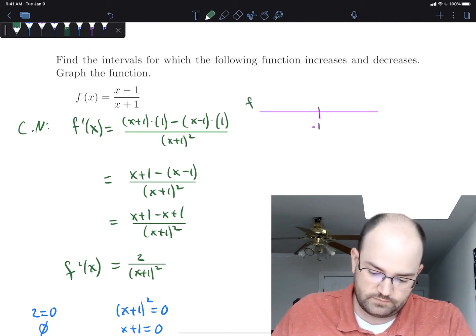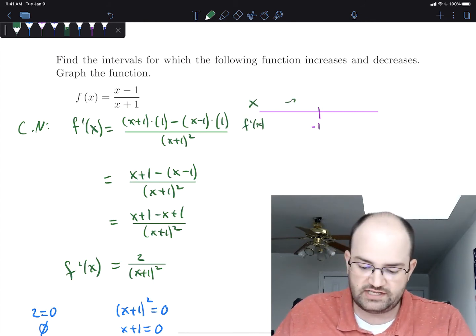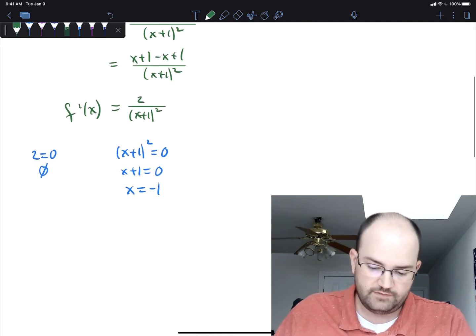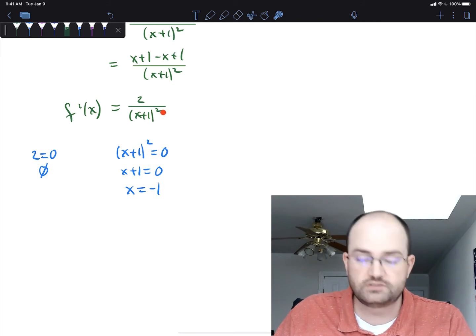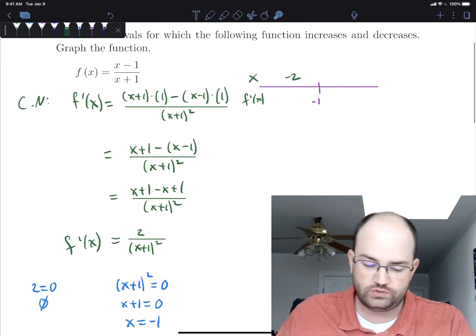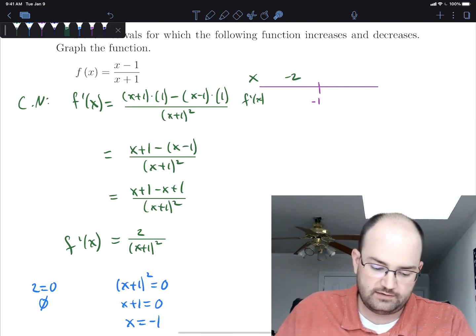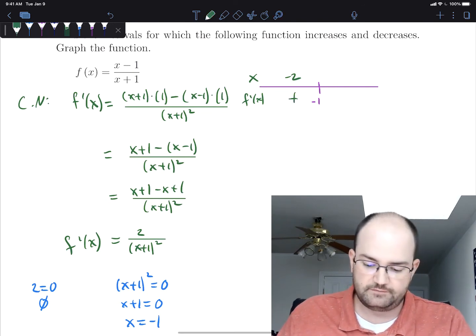So let's choose numbers here. To the left, we are choosing x's and then f prime of x's. To the left of negative 1, let's just say it's negative 2. And if you plug that in down here, negative 2 plus 1 is negative 1. Negative 1 squared is positive 1. 2 over positive 1 is 2, which gives us a positive 2, aka it's positive.